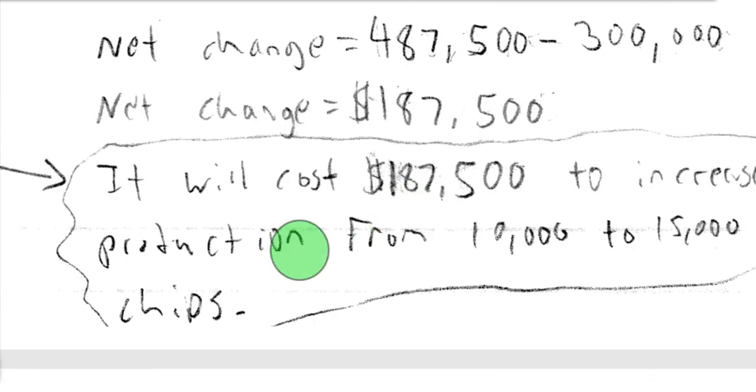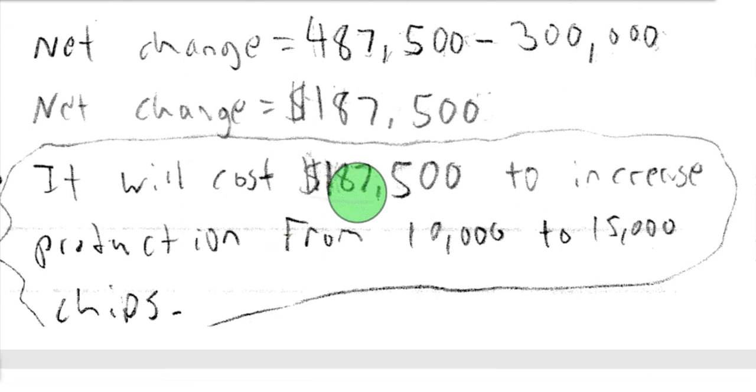Step 5, which I had to write in later, was answer verbally. In reality, the way we would answer this practically is that it will cost $187,500 to increase production from 10,000 to 15,000. You could take this number and divide by 5,000, and that would give you the cost per chip of going from 10,000 to 15,000. That would be around $37.50 per chip.